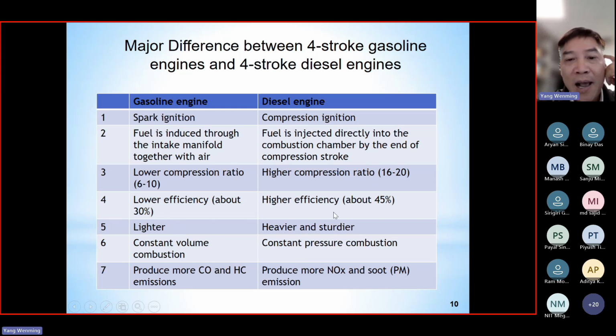Okay. And so next one, a gas engine is lighter, and diesel engines are heavier and sturdier. Okay, so one question for you guys. Why are gas engines lighter than diesel engines?